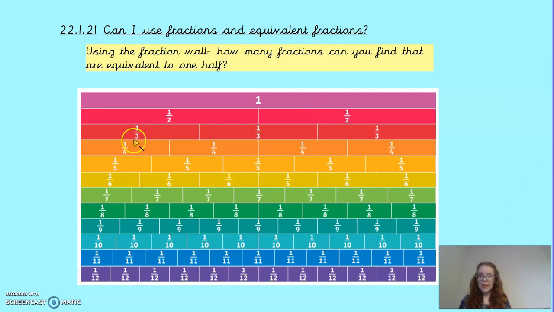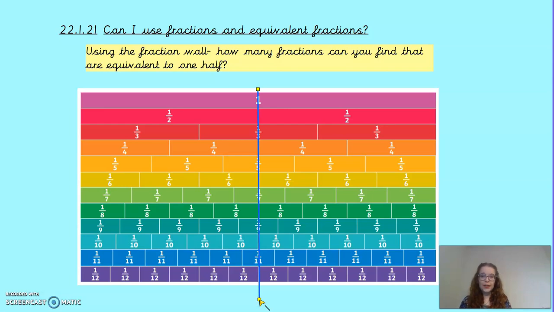Let me get a line ready. So this at the top is equivalent to 1 whole. And actually, all of these, each line is equivalent to a whole. Okay? And I can tell that because I've got 12 down here. 12 twelfths make up 1 whole. Now, if I do this and I put a straight line all the way down my fraction wall, I can start to see some equivalent fractions.